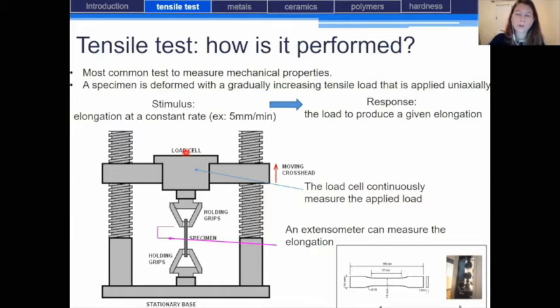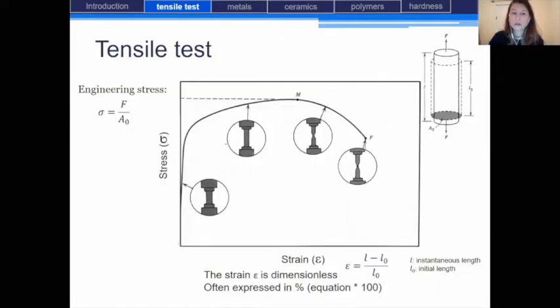And so in order to measure with more precision the elongation of the specimen, we can also use what we call an extensometer, which is an apparatus that will measure the deformation of the specimen on its gauge section. So from this tensile test, we will obtain such kind of results. So as you can see, there is a stress represented as a function of the strain. So the stress, also called engineering stress in that case, is the load divided by the initial cross-section of the specimen.